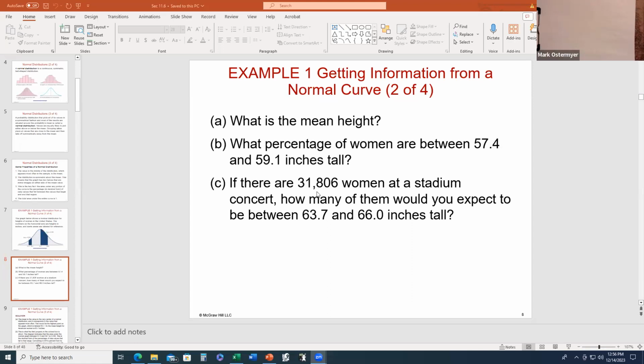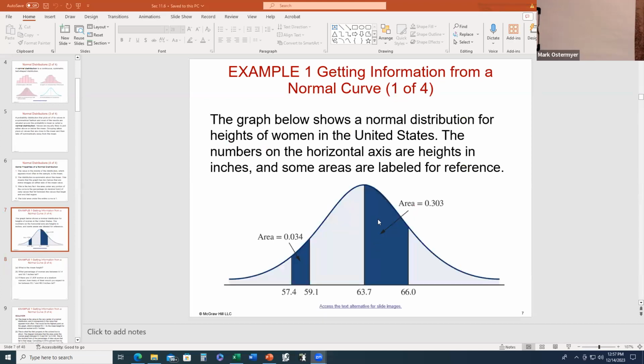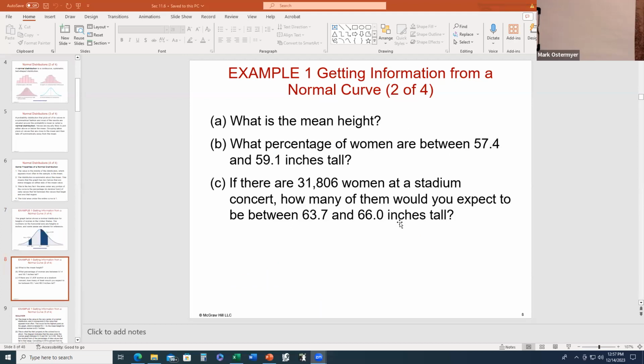Now, if there are 31,806 women at a stadium concert, how many of them would you expect to have heights that lie between 63.7 and 66.0 inches? Well, we would suspect that about 30.3% of the women would have that height. So to find out how many of these women would have that height, we would take 30.3% of this number.